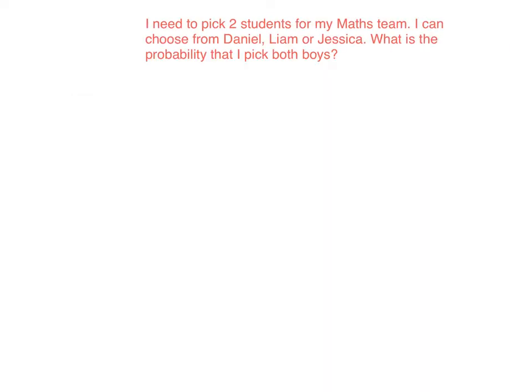So let's look at this question here. I need to pick 2 students for my maths teams. I can choose from Daniel and Liam, who are boys, or Jessica, and I want to find the probability that both people I pick are boys. So this is a multi-stage event because I'm picking a student and then I'm picking another student. So there are 2 stages to it. So this one is going to be without replacement, because once I picked somebody for the team, I can't really pick them again. I can't clone them.